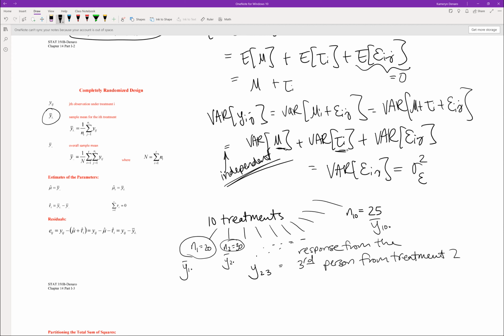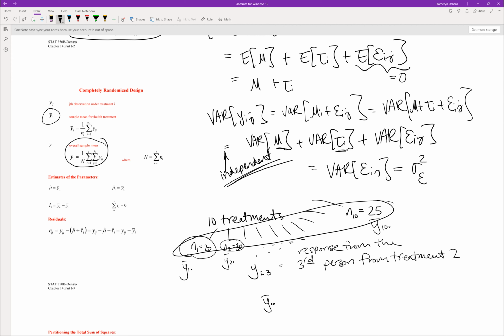Our Y bar dot dots, right? Y bar dot dot is if you took every single person under all these treatments and you calculated their mean. It's the overall sample mean. So we get the formula here.